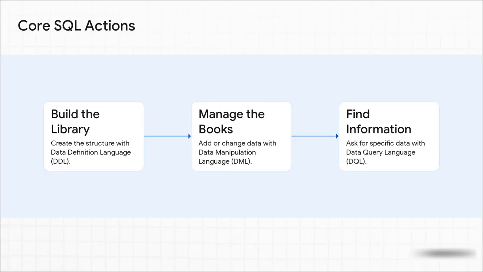First, you have to actually build the library. You design the shelves, and you label all the sections. Second, you have to manage the books. You know, putting new books on the shelves, updating their info, or maybe taking some away. And third, the really fun part, you get to ask the librarian to find the exact piece of information you're looking for.